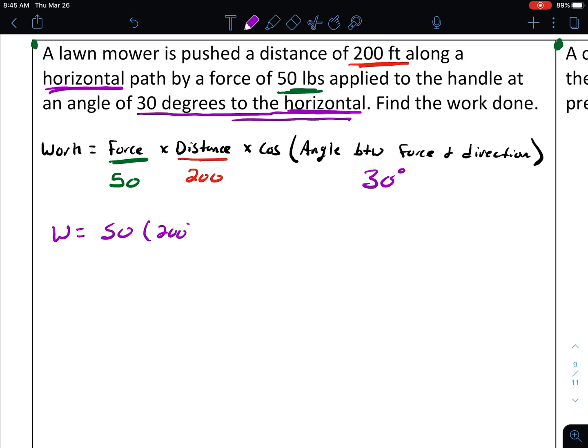And so our work, in this case, is going to be 50 times 200 times cosine of 30 degrees, which would give us 8,660.25, and I'm going to say foot-pounds.